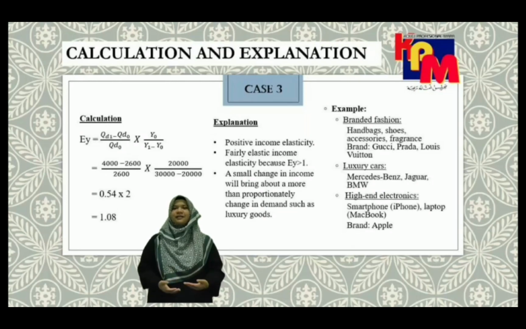The examples are branded fashion, such as handbags, shoes, accessories, and fragrance from Gucci, Prada, and Louis Vuitton. Next is luxury cars, from Mercedes-Benz, Jaguar, and BMW. And then high-end electronics, such as smartphones and laptops from Apple. As we know, the smartphone from Apple is the iPhone, and the laptop from Apple is the MacBook.